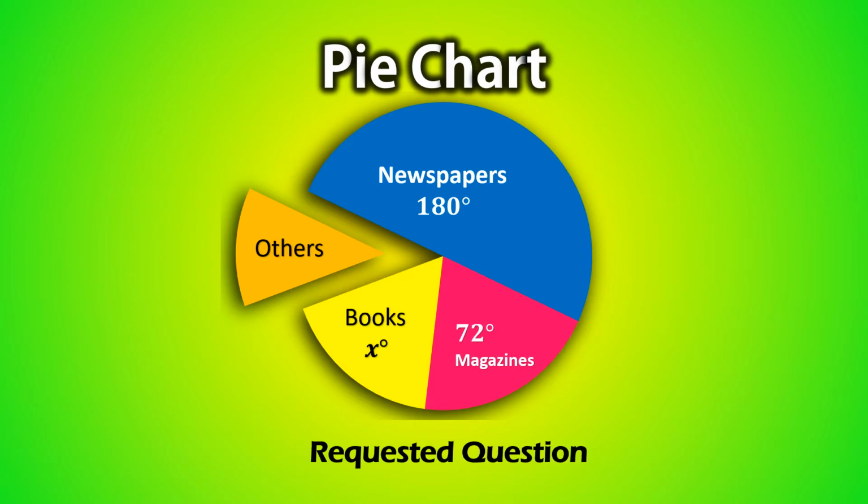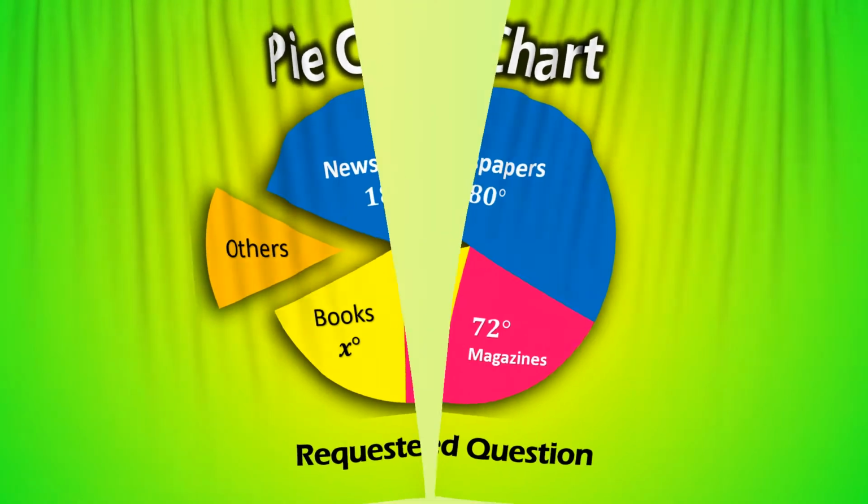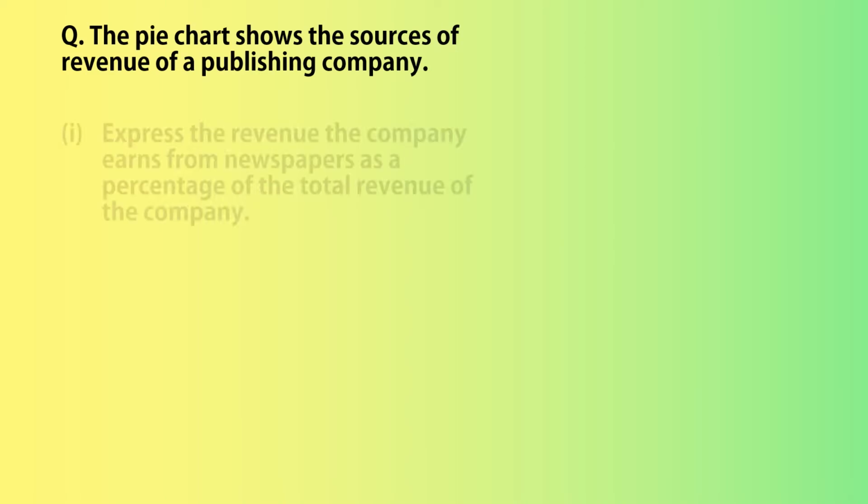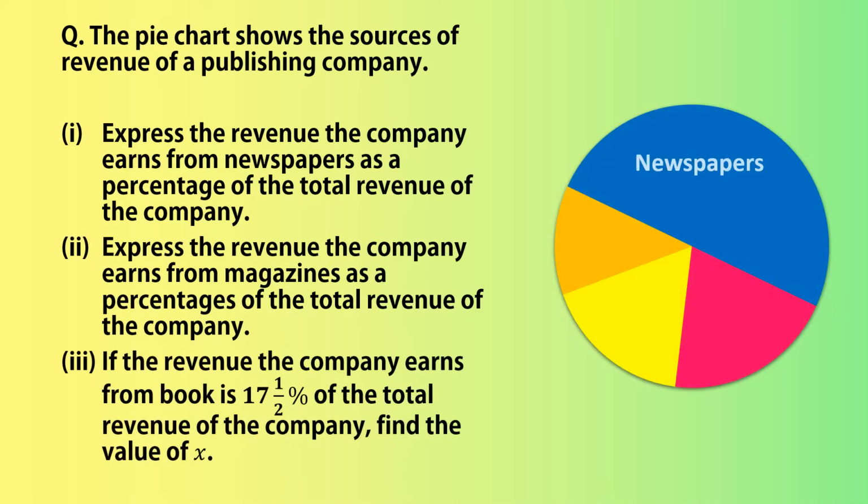Requested question, related to pie chart. The pie chart shows the sources of revenue of a publishing company. Express the revenue the company earns from newspapers as a percentage of the total revenue of the company. Express the revenue the company earns from magazines as a percentage of the total revenue of the company. If the revenue the company earns from books is 17.5% of the total revenue of the company, find the value of X.